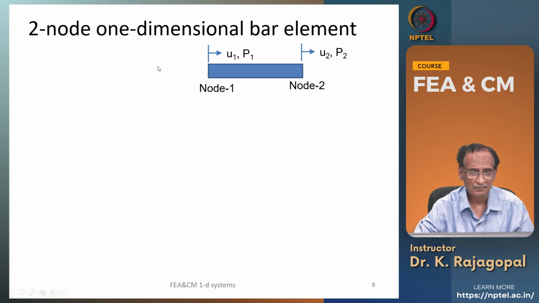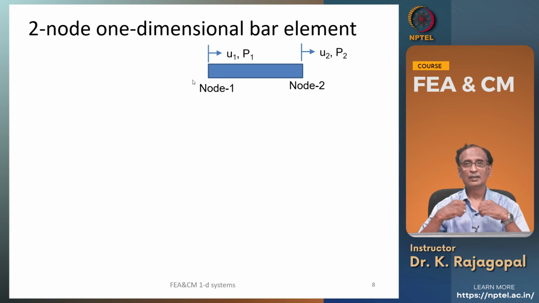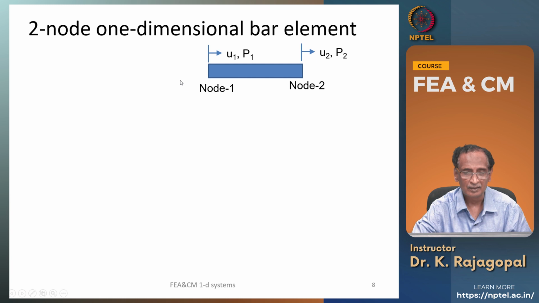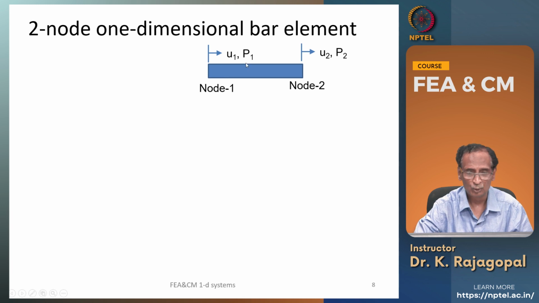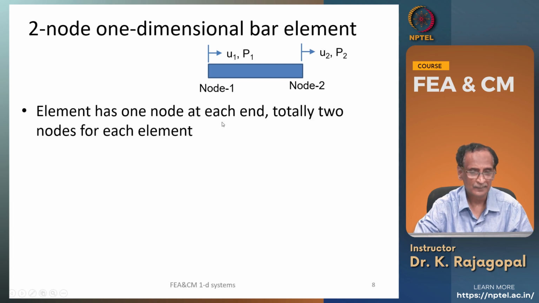And let us start with one dimensional bar element that is purely axial. All the deformations are only in the axial direction, and also the forces are in the axial direction, either tension or compression. And let us consider a simple one dimensional 2 node bar element with the 2 nodes, node 1 and node 2, and 2 deformations u1 and u2, and 2 applied forces P1 and P2. Okay. And this element has nodes at each end. So, node 1 on the left end, node 2 at the right end.